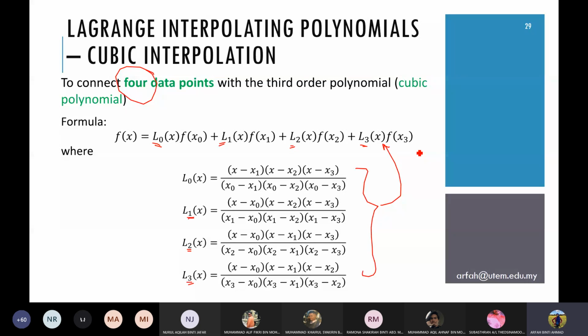You have fx equal to L naught x, fx0 plus L1x, f of x1 plus L2x of f of x2 plus L3x, f of x3. Okay. Faham semua so far for this one?